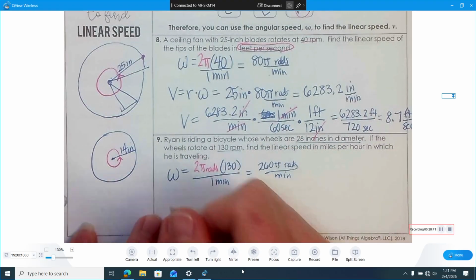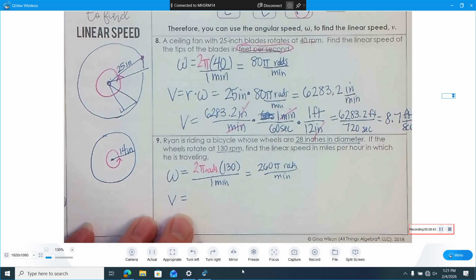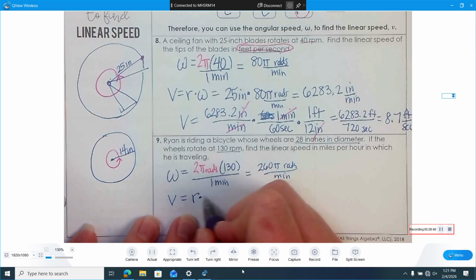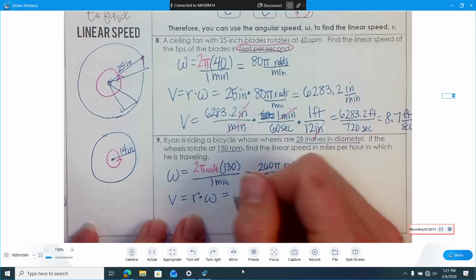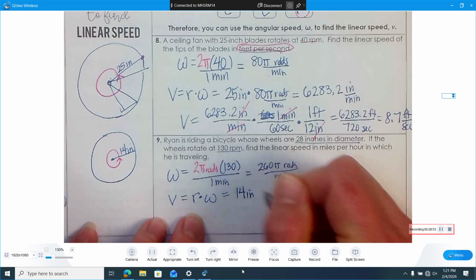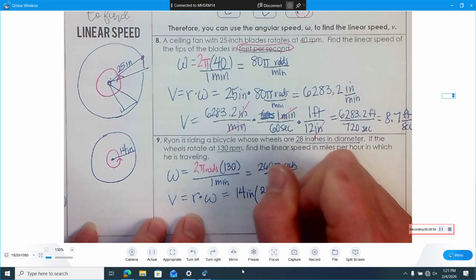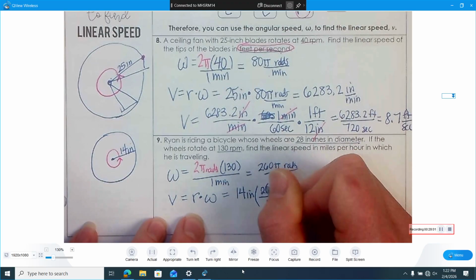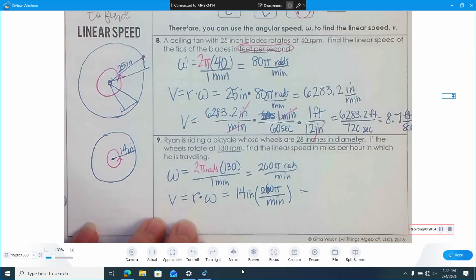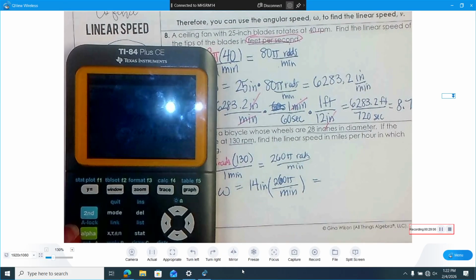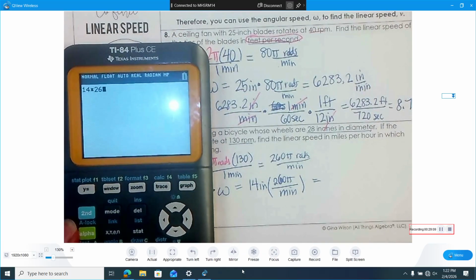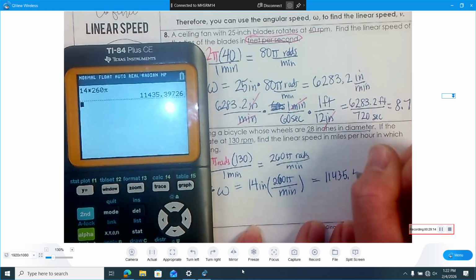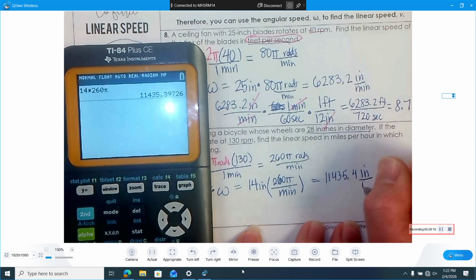How do I get the linear speed? By 14. Multiply by the radius. Radius times our angular speed. So we have radius of 14 inches times our 260 pi radians per minute. All right, so we have 14 times 260 pi, which turns out to be 11435.4 inches per minute.